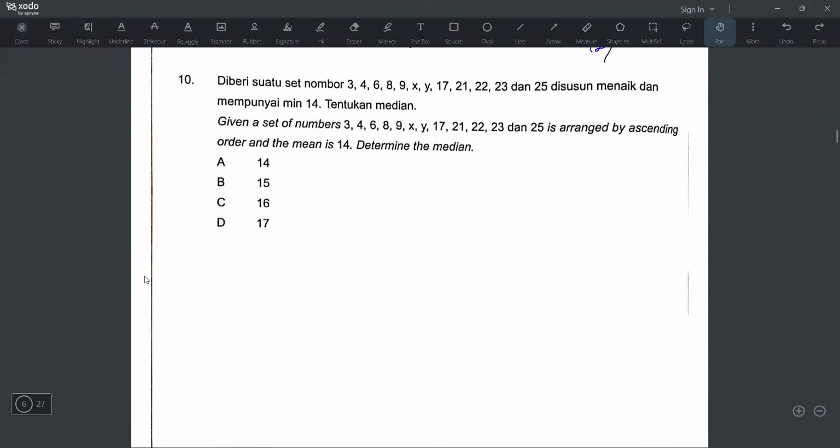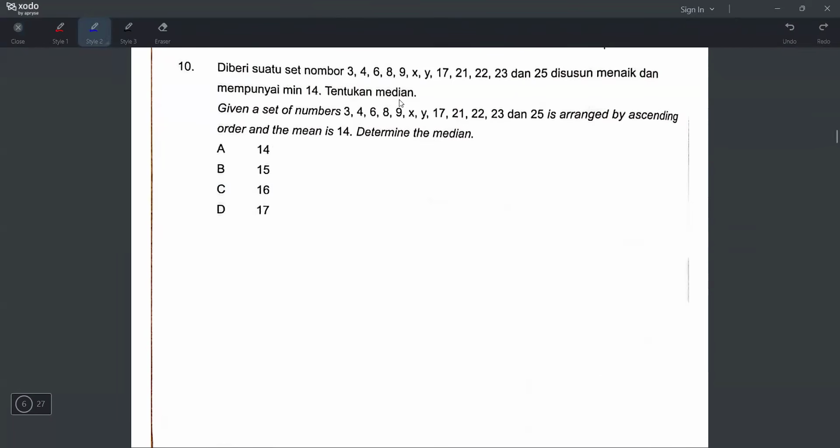I'm gonna continue now. All right, number 10, just looking at this list of numbers, I already know it's measures of dispersion. Yeah, it's very obvious. Given a set of numbers 3, 4, 6, 8, 9 and so on, X and Y are arranged in ascending order. Ascending order means tertib menaik. So if it's arranged in ascending order, that means X and Y here are bigger than 9 but smaller than 17. And the mean is 14. Determine the median. This is under measures of dispersion for ungrouped data, the Form 4 chapter.